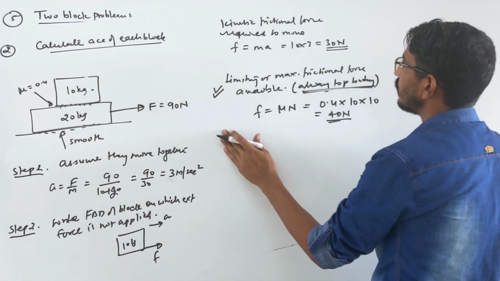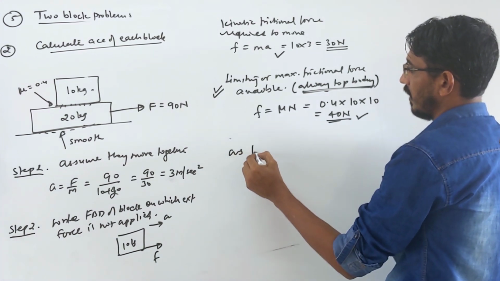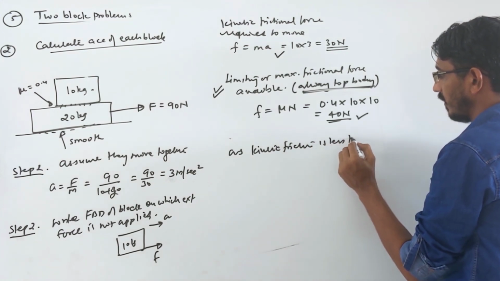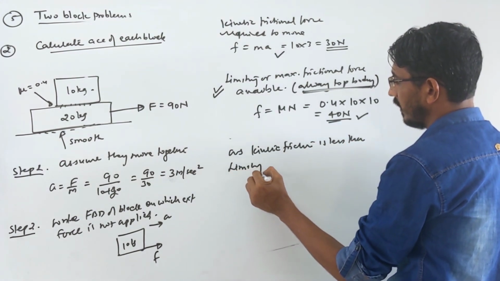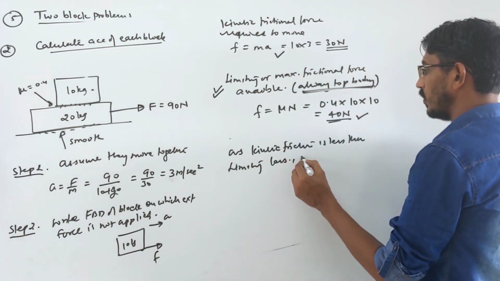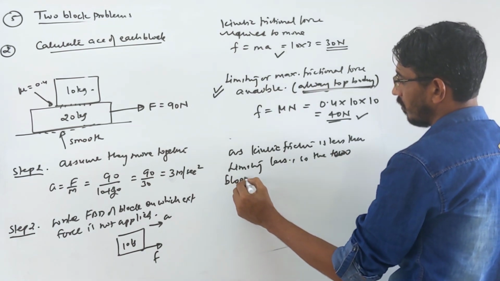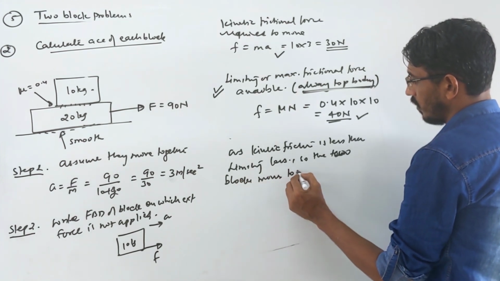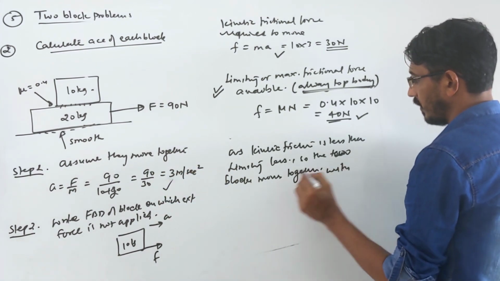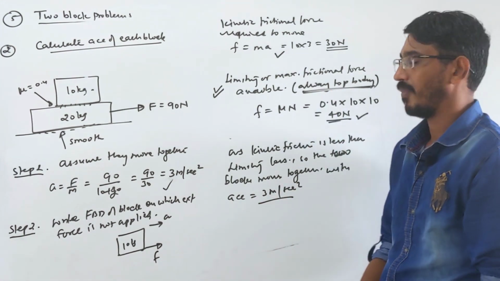So what do we see here? We see that this force is less than that force, correct na? As kinetic friction is less than what? Limiting, correct na? Yes, it is less. Less means the two bodies will move what? Together, correct. So the two blocks move together. And what is the acceleration? With acceleration equal to what? 3 meter per second square. So this question is done here itself, okay.